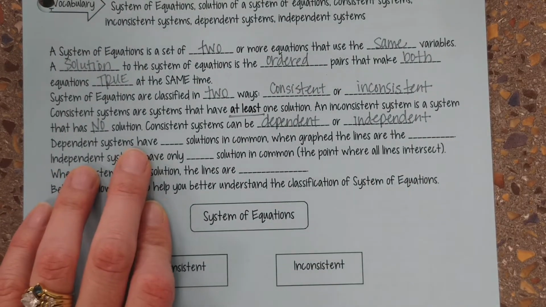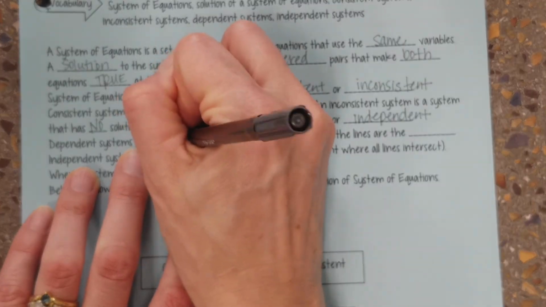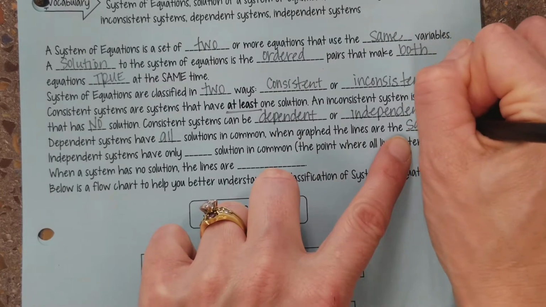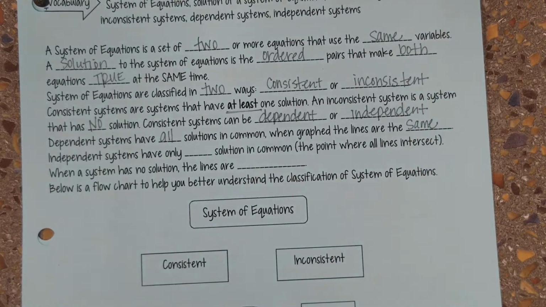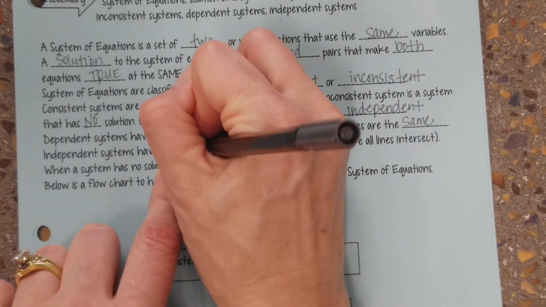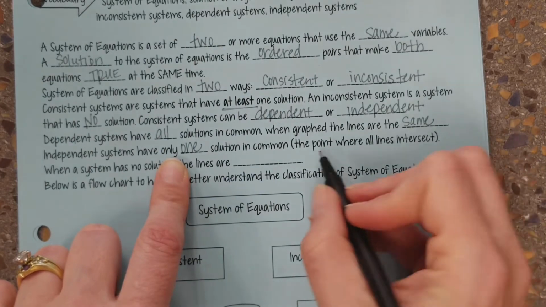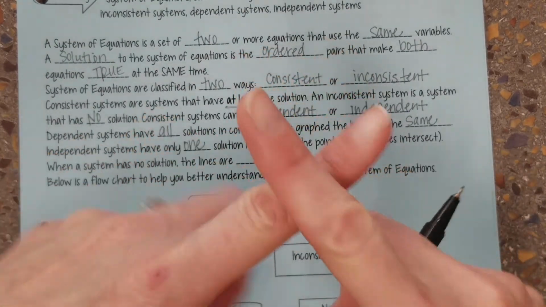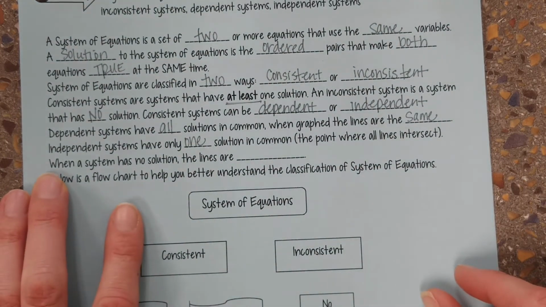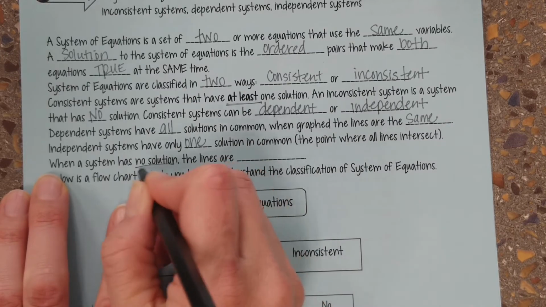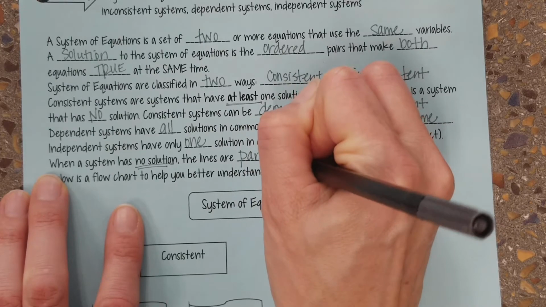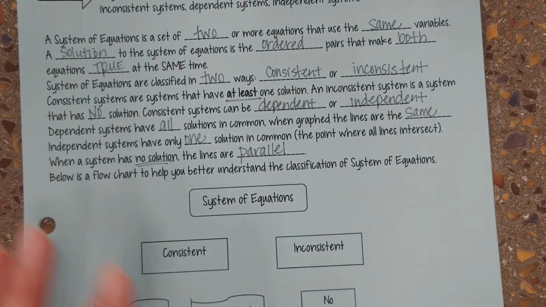Dependent systems have all solutions in common. Basically, what that means is that when they're graphed, the lines are the exact same line. Independent systems have one solution in common. That's the point where they intersect. That's kind of what we're used to. You've got 2 lines and they cross over in a point, and that's their solution. When a graph has no solutions, the lines are parallel. It means that they never cross each other. They run next to each other but never intersect.